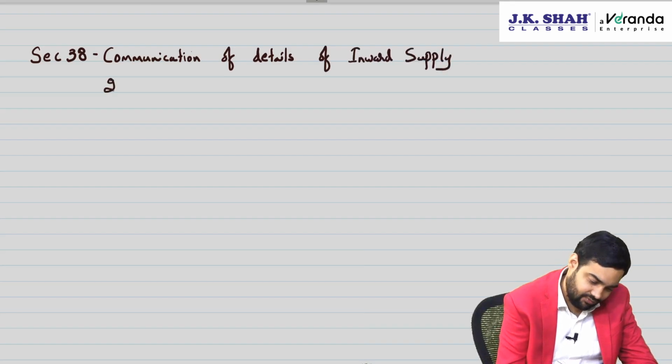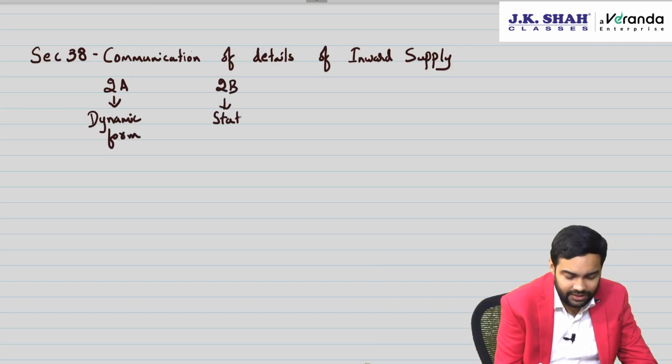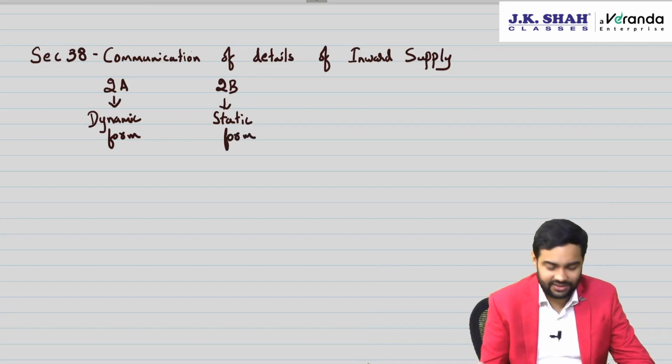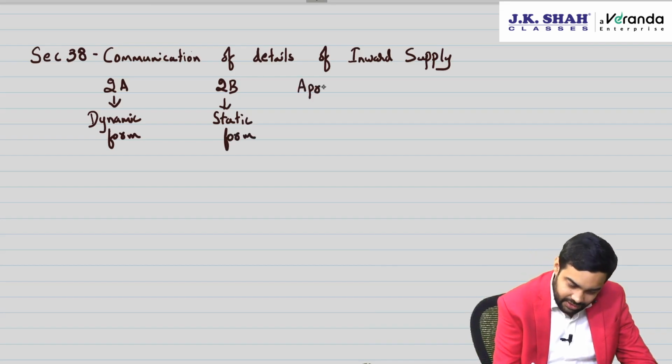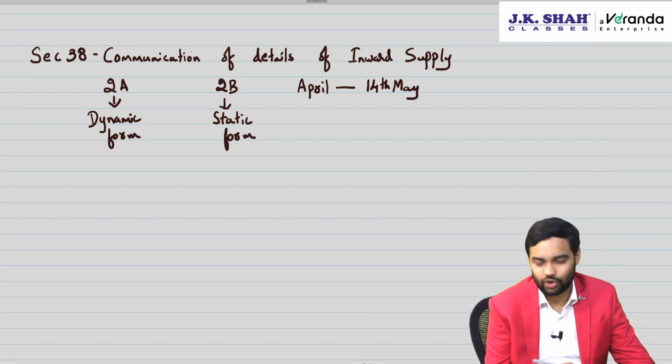2A is a dynamic form, dynamic meaning it keeps changing, while 2B is a static form. Static form, it gets generated, and once it gets generated, it remains constant. Like April 2B will be generated on 14th May. May 2B will get generated on 14th June.